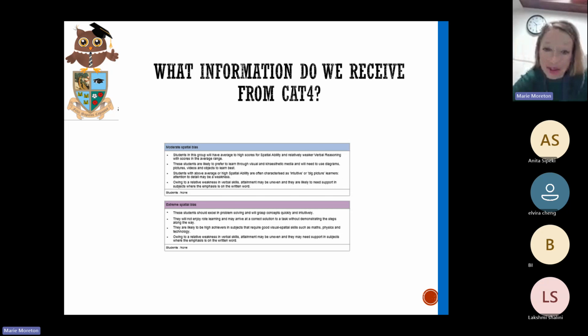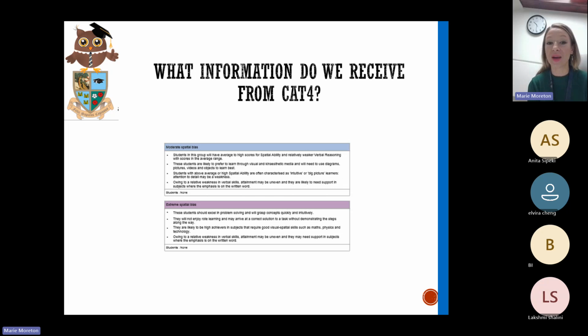They might actually see the bigger picture and just arrive at the correct answer and make connections without actually being aware of a sequence or steps. They tend to be better at subjects that require good visual spatial skills like maths, physics, technology, or arts. They may have a relative weakness in verbal skills, and so they may need support in subjects which emphasize the written word. Again, if your child is receiving EAL support, they will probably have some kind of spatial bias.